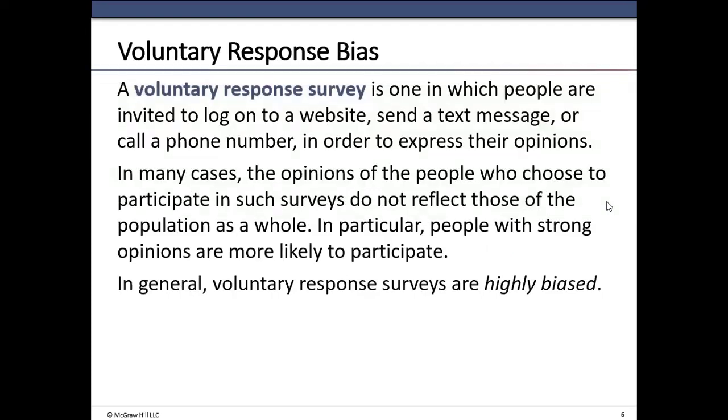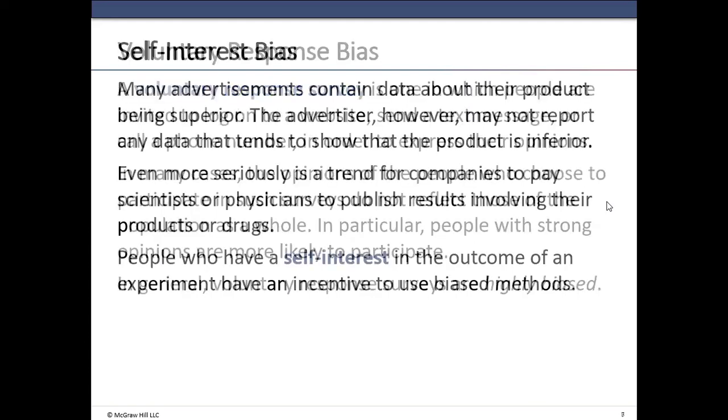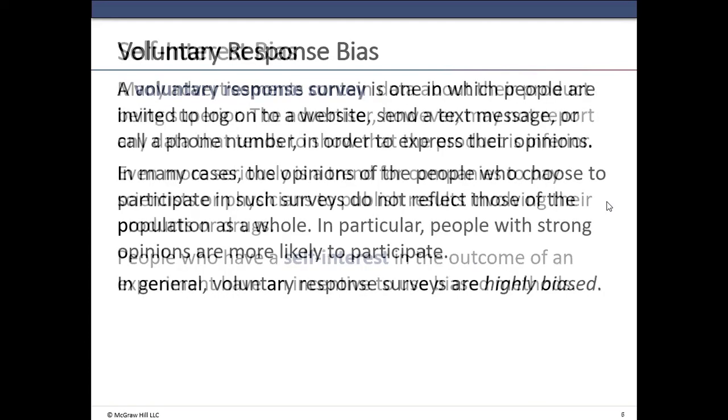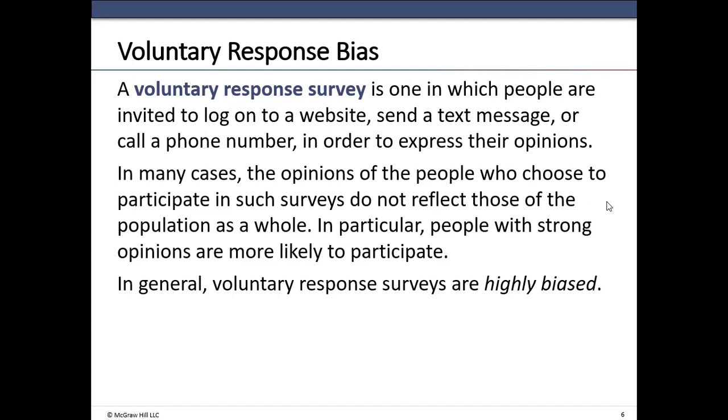Identify sources of bias. Voluntary response bias. A voluntary response survey is one in which people are invited to log on to a website, send a text message, or call a phone number in order to express their opinions. In many cases, the opinions of the people who choose to participate in such surveys do not reflect those of the population as a whole.